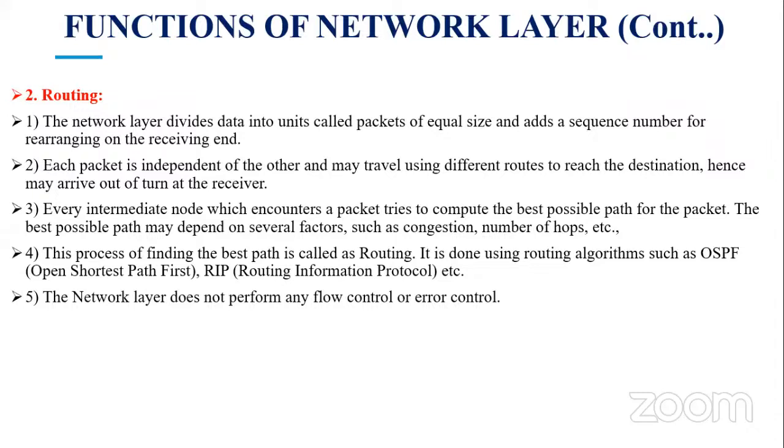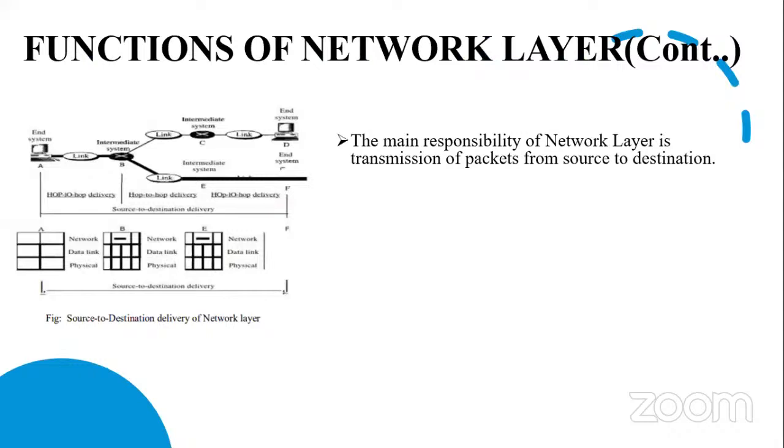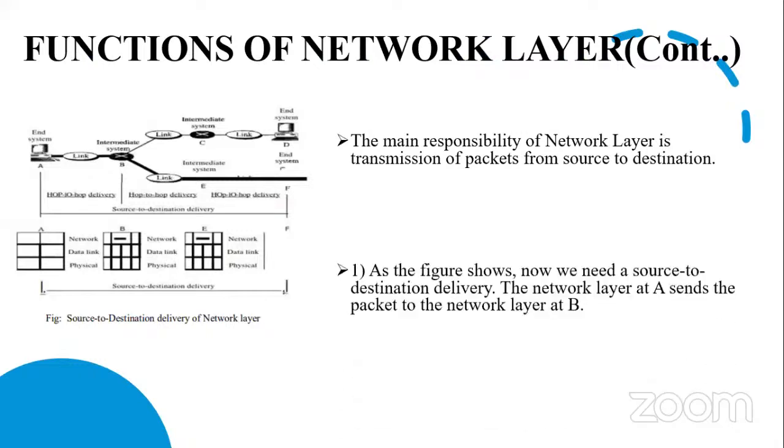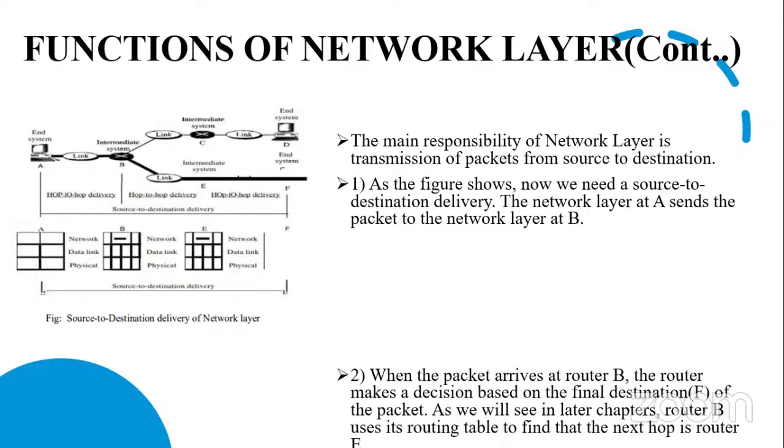The network layer does not perform any flow control or error control. It won't take care about whether the information is flowing correctly or whether any errors are being generated. It will take care only of transmitting the packet on the correct path. You can see this picture, from end system A to end system F, the packets will go in different paths.